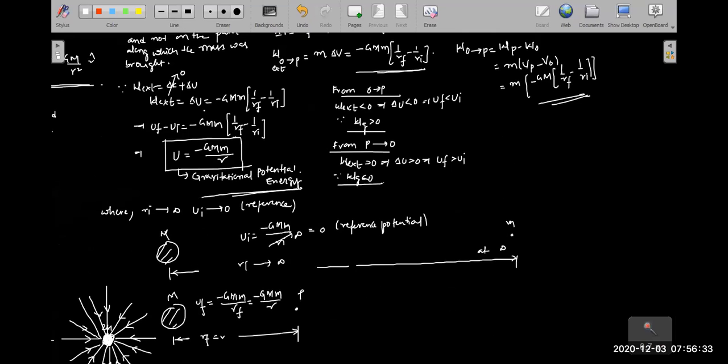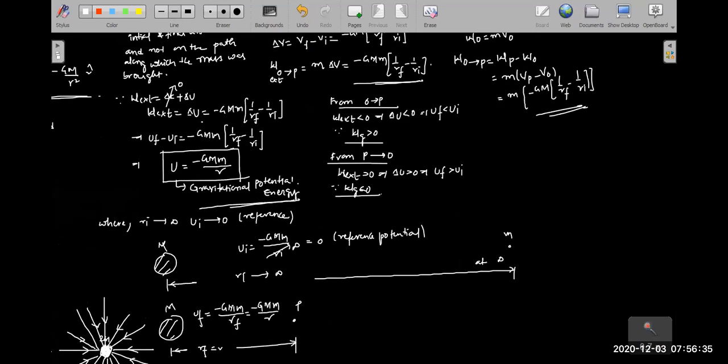So this U equal to minus G capital M small m by R is the gravitational potential energy at a point. At a point means if both the masses are placed at a separation R, then that is the gravitational potential energy. Okay, sir.